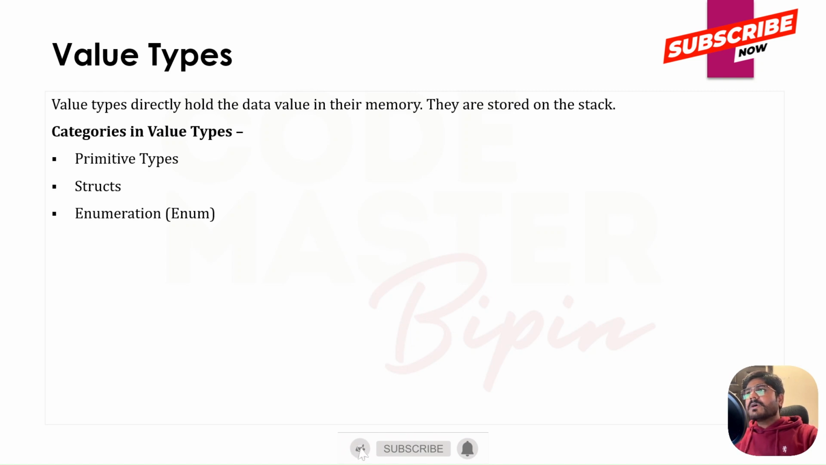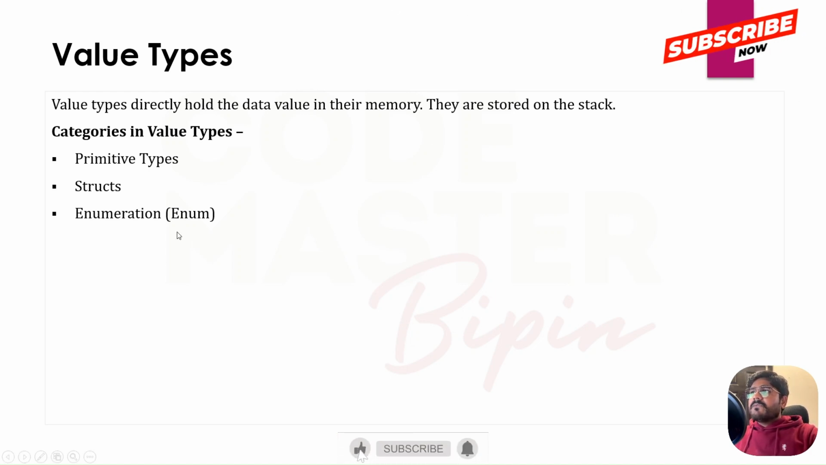It works on a last in first out mechanism, where we use two principles. One is push, another one is pop. Push is basically used to push the data into the stack, and pop is used to read that particular data. So value types directly hold the value in the memory, and all the value types are going to be stored on the stack type of memory. There are three categories under the value types. One is primitive type, second one is struct, third one is enumeration.